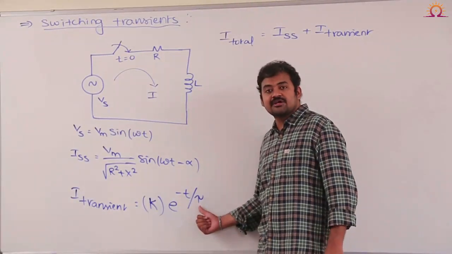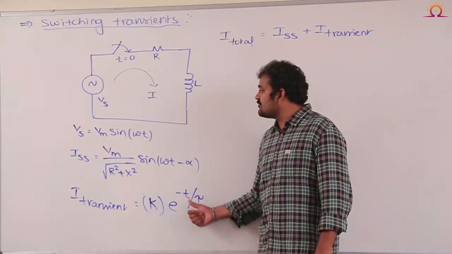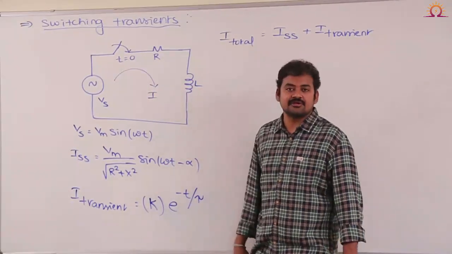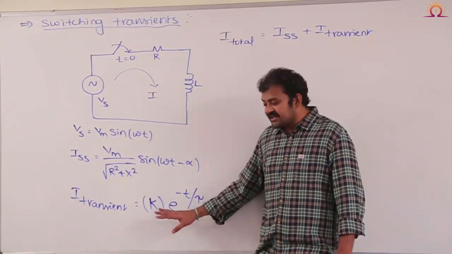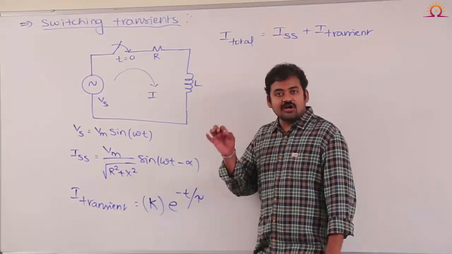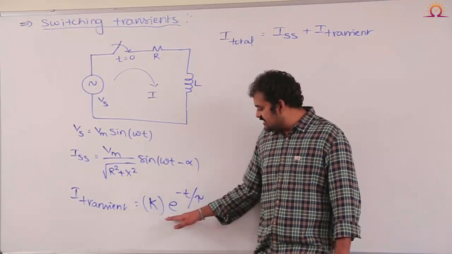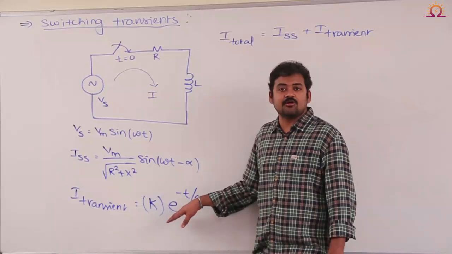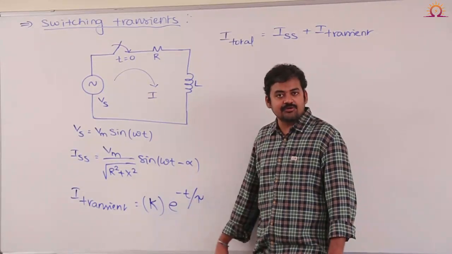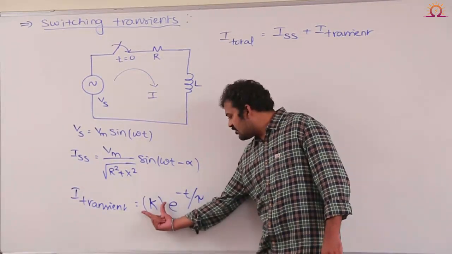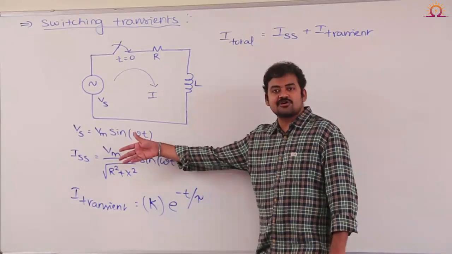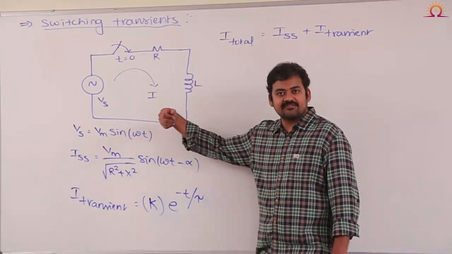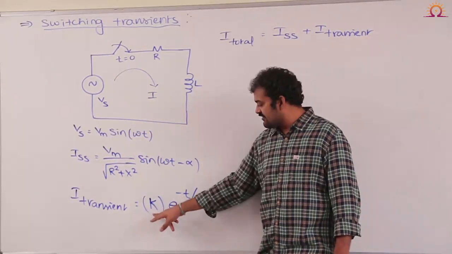What is meant by tau here? Tau is nothing but the time constant of this RL circuit. Understand or not? So therefore, the transient component is not a sinusoidal component, it is an exponentially decaying component. That means, can I say it is a DC component? You can find out this constant k by implementing the first order equation. Write the differential equation and find the roots. You will find out the value of k.